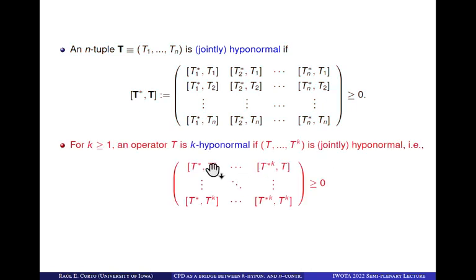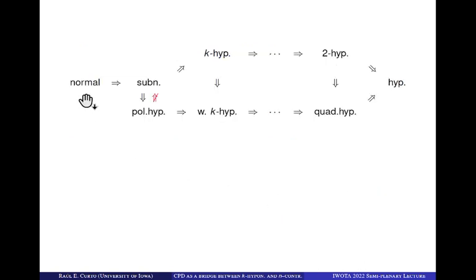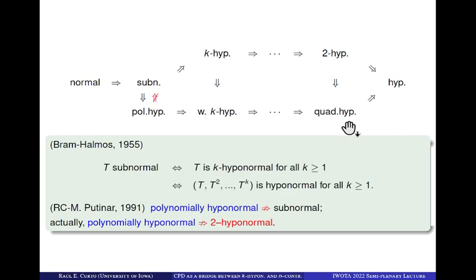And we say that an operator T is k-hyponormal when the k-tuple T, T squared, through T to the k is jointly hyponormal. And that means this self-commutator here being positive. It is well known that normal implies subnormal, implies k-hyponormal, 2-hyponormal, hyponormal, and subnormal also implies polynomially hyponormal, which implies weakly k-hyponormal and quadratically hyponormal.